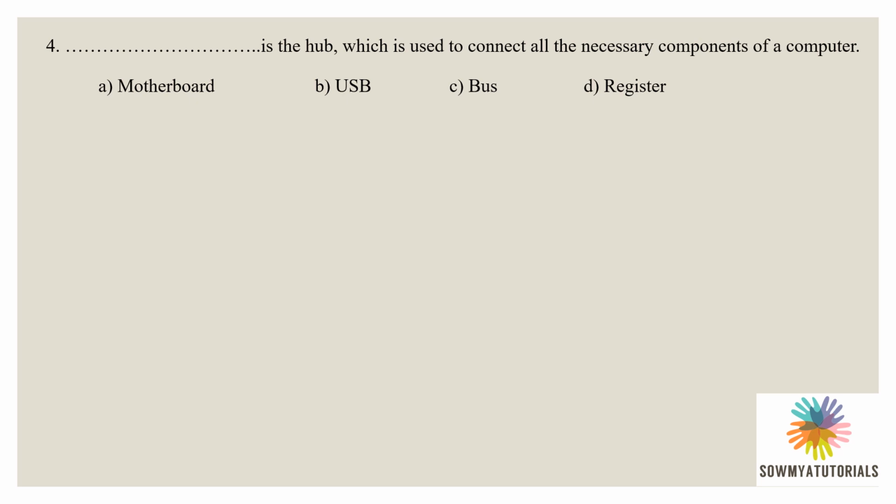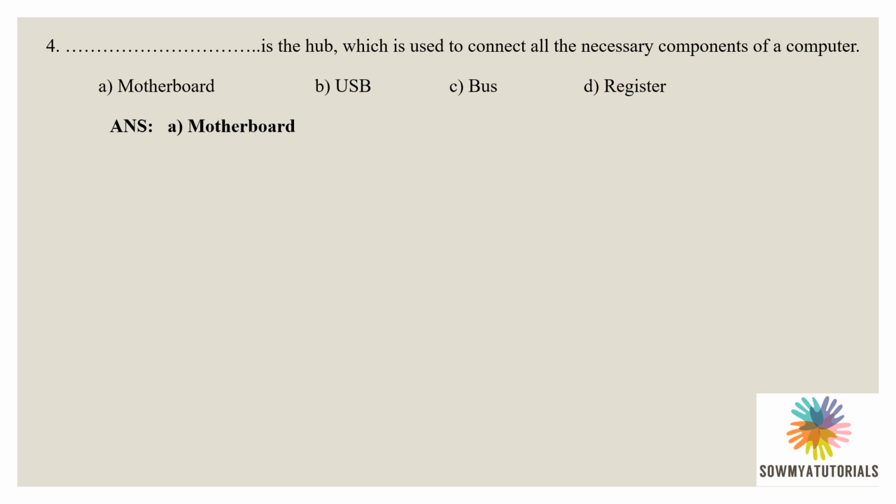So option A is motherboard. What is a motherboard? The motherboard is also called the system board. It is the main circuit board inside the computer. All the necessary components inside the computer have to communicate through the motherboard. So the motherboard is a hub which is used to connect all the necessary components of the computer. So the answer is the motherboard. Then what is a USB?